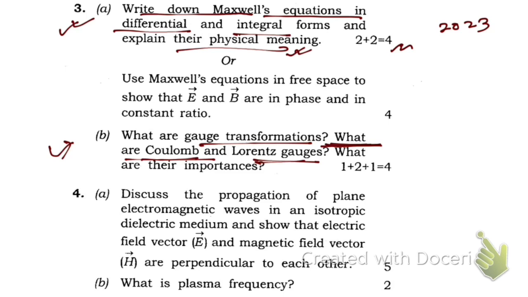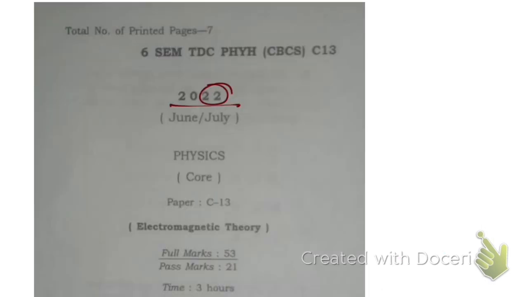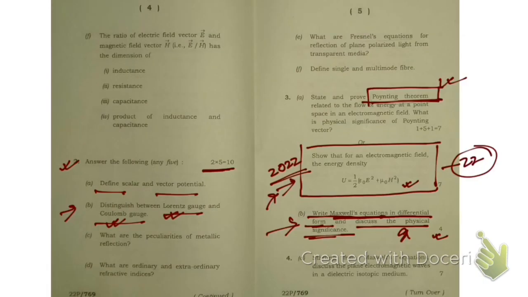So here we have, again, a question based on Maxwell's equations: to show that E and B are in phase and in constant ratio. Similarly, you're going to get more questions on Maxwell's equations. Here, starting from Maxwell's equations, discuss the plane electromagnetic wave in a dielectric isotropic medium.